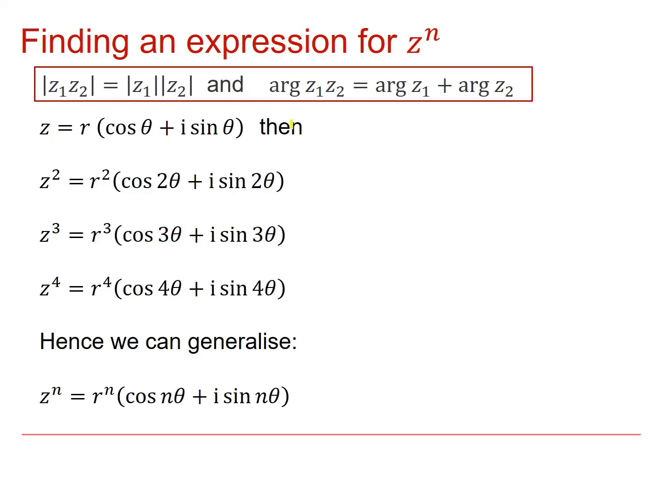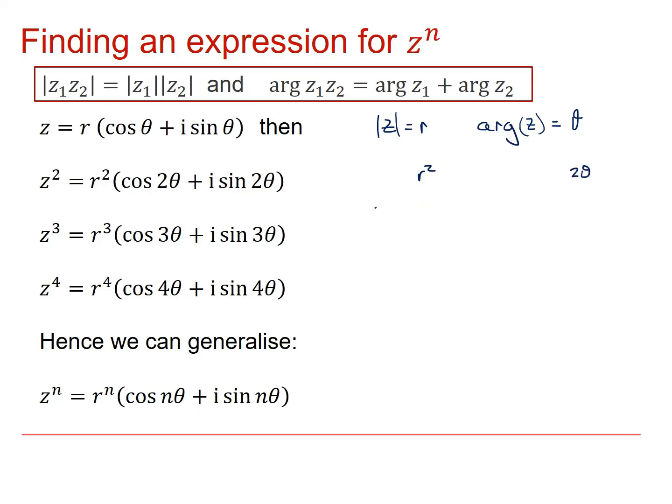So what happens if we have a complex number like this? z is equal to r times cos theta plus i sine theta. So what we're saying is that the modulus of z is equal to r, and the argument of z is equal to theta. Well, if I square it, that means I'm multiplying r cos theta plus i sine theta by itself. So I should get a modulus of r squared and an argument of theta plus theta, which is 2 theta.